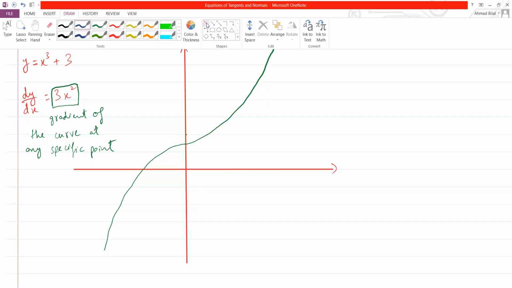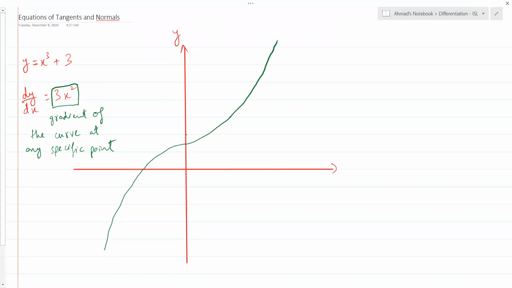So how is the tangent going to look like? Let's say मैं यहाँ पे एक point लेता हूँ. Let's say it's this point here. यहाँ पे x की value 2 है. ठीक है? If the value of x is 2 here, what do you think is going to be the value for y here? Y coordinate पे क्या value होगी इसकी? Any idea? 11.